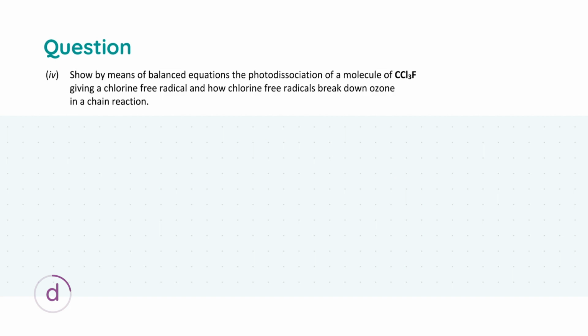So having a look now at part 4, we're asked to show by means of balanced equations the photodissociation of the molecule CCl3F, giving a chlorine free radical, and how chlorine free radicals break down ozone in this chain reaction. So basically, we're going to be writing down a few balanced equations for the photodissociation of CCl3F.